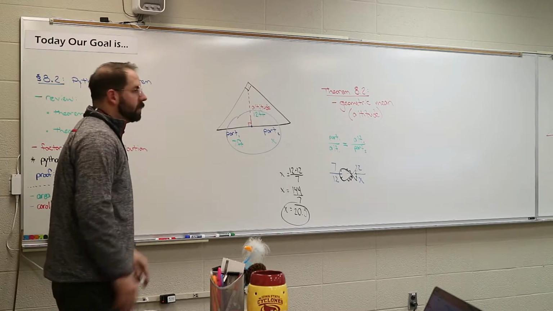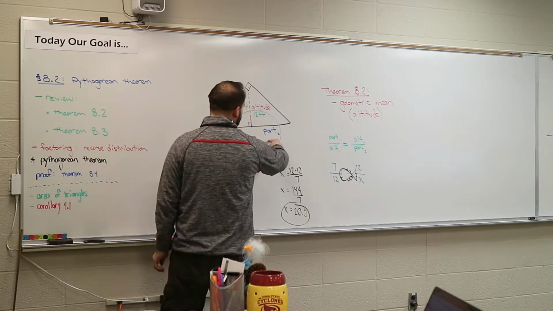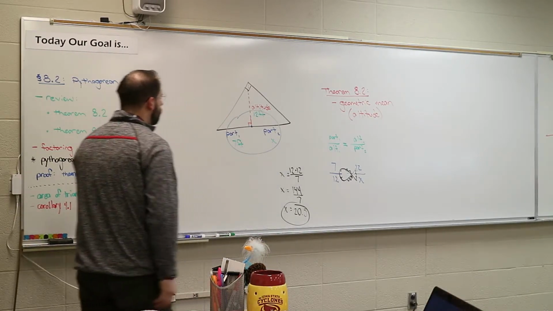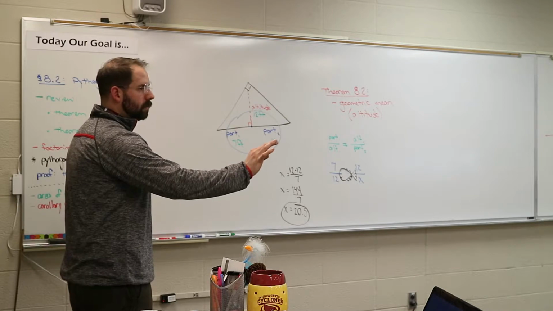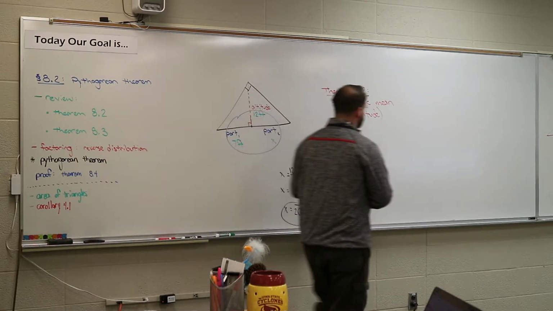Okay, questions on how I found x? And again, now that I know this is 20.5, now I know the whole bottom is 27.5. That's the whole hypotenuse now. Okay, make sense? Now let's say we're missing the altitude though. So let's do another one. I'll just draw another triangle here just so you can see this.